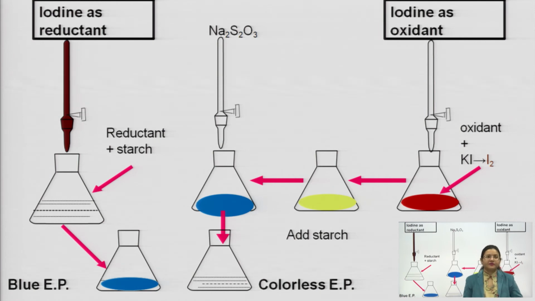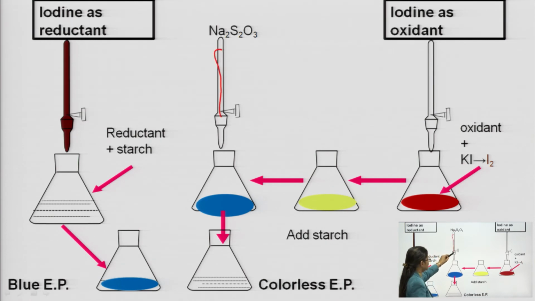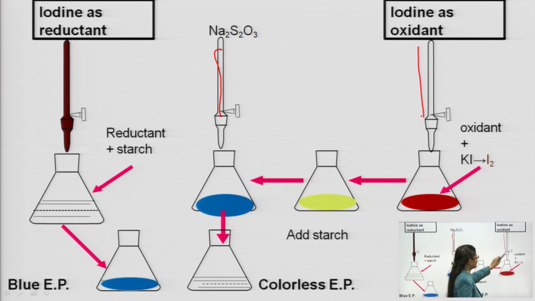You can very well see in this diagram that this is the standard thiosulfate solution which is filled in the burette. First the iodine solution, as an oxidant, is kept there. It is reacted with the analyte which is in the reaction mixture. This is the analyte. Then after reaction with the analyte, this particular iodine is converted into I2 iodine.